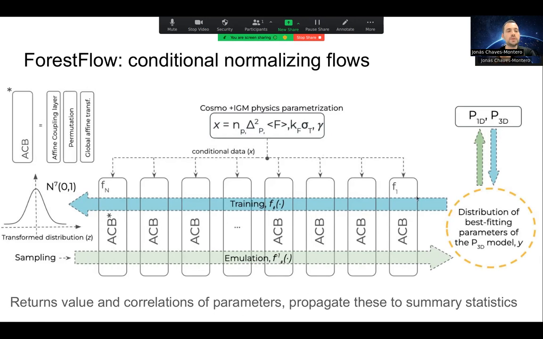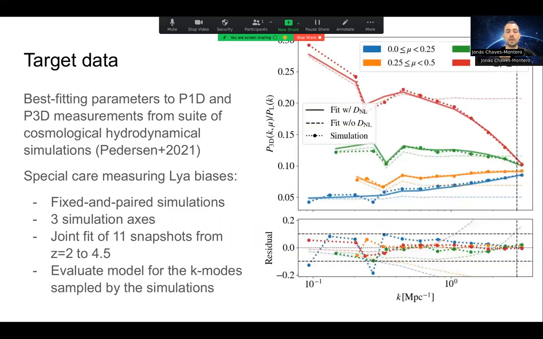I don't want to go into details, but the main point of using a conditional normalizing flow is that we get not only the value of the parameters of this P3D model, but also the correlation between them. And then we can propagate these values and correlations to get predictions from the summary statistics and errors. That is very important.